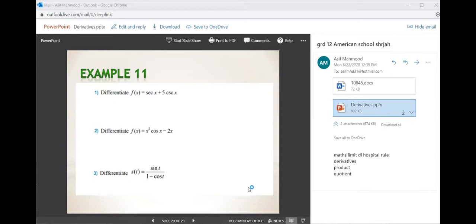Sir, yes, I am. Okay, I got a really big fraction. Very big fraction. Okay, send me a picture. Alright, it's sent.